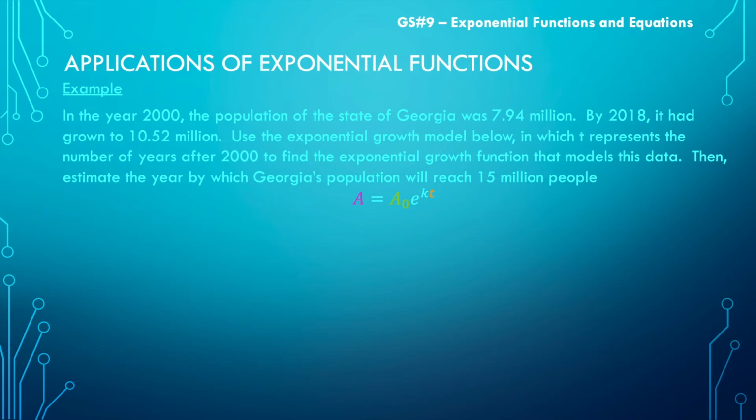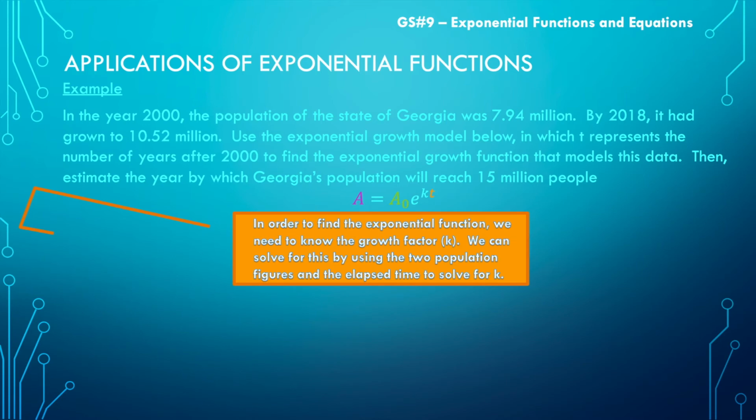Okay, so this is actually a two-step problem because you see in this model, I have my accumulated population here, my initial population here. K is representing my growth factor. Okay, so if K is positive, we have something that's growing exponentially. And if K is negative, we have something that is decaying exponentially. And then T, of course, will be time.